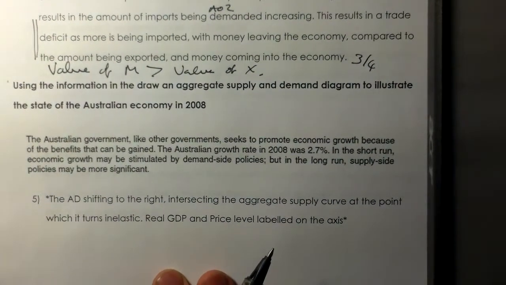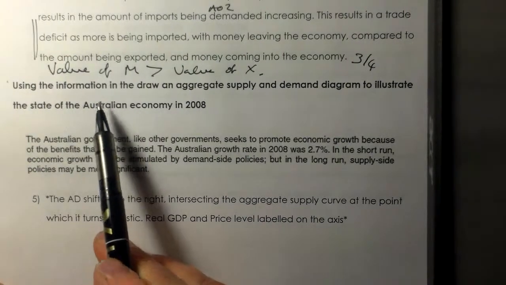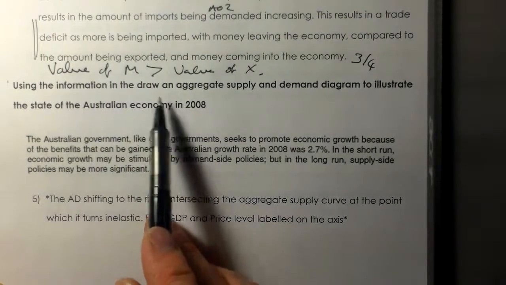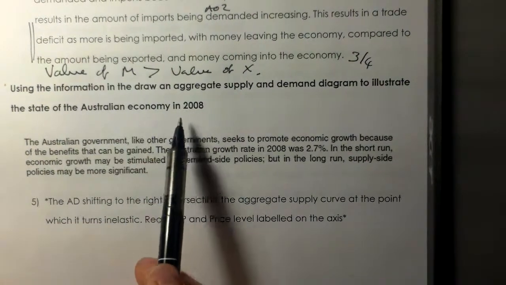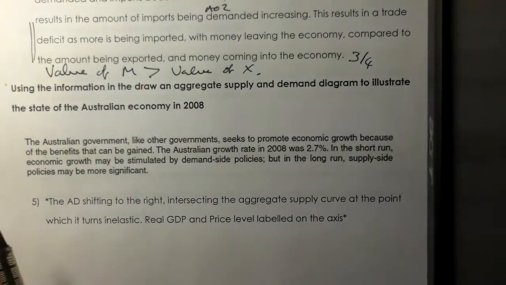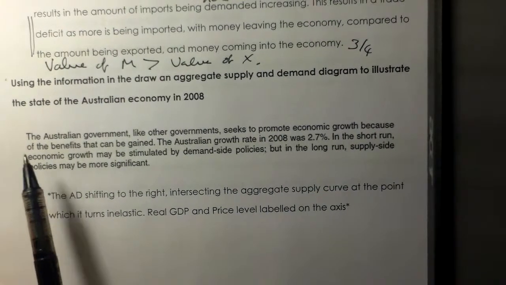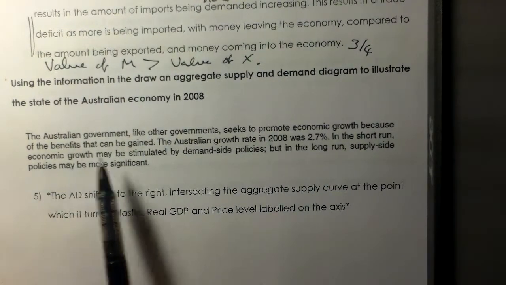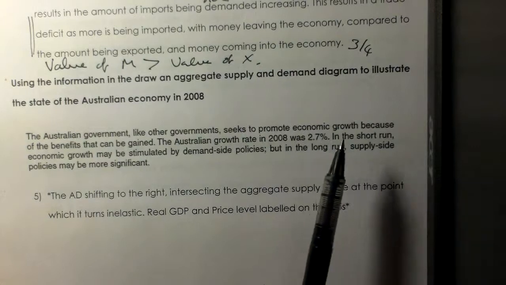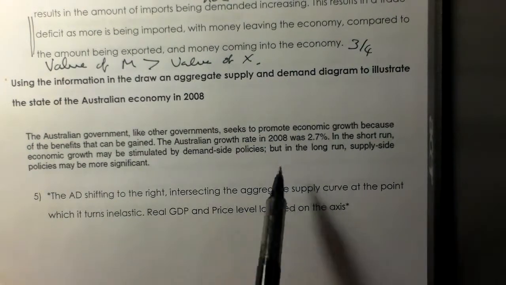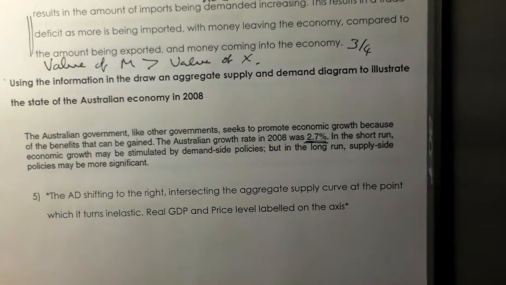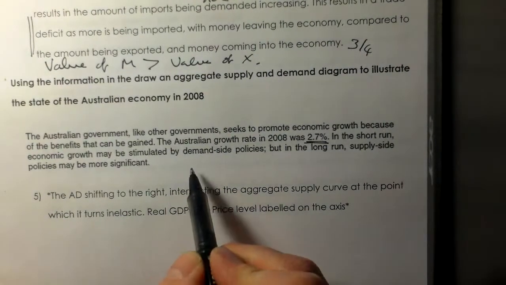The next question says, using information in the case study, draw an aggregate demand and supply diagram to illustrate the state of the Australian economy in 2008. The key part from the case study that refers to this says the Australian government, like other governments, seek to promote economic growth because of the benefits that can be gained. The Australian growth rate in 2008 was 2.7%. So you know the economy was growing.